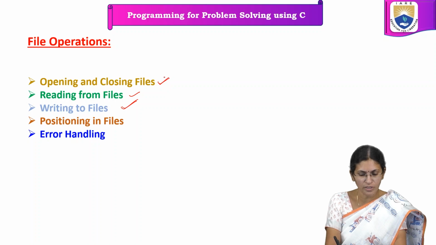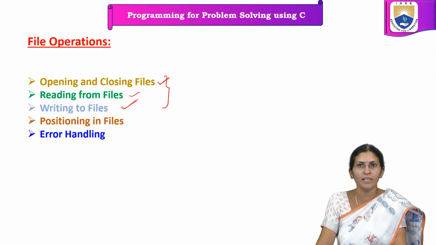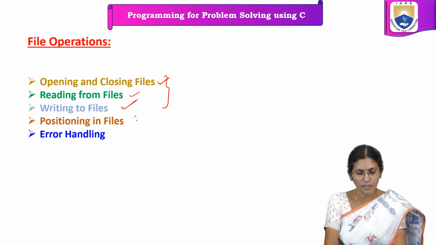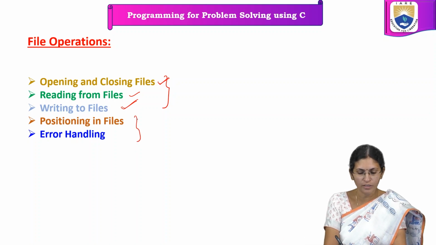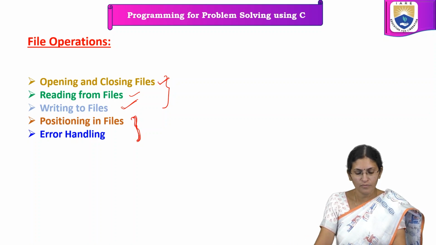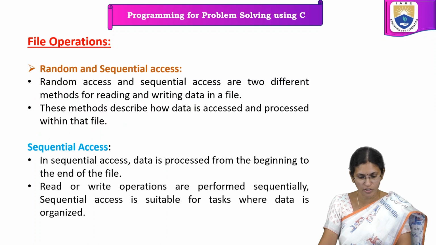So related to these different operations like opening and closing files, reading from files and writing to files, now in this video lecture, we learn about positioning in files, how to point or locate a particular piece of data in a file. The next one is error handling. So how do we handle errors in C programming language and the associated functions?